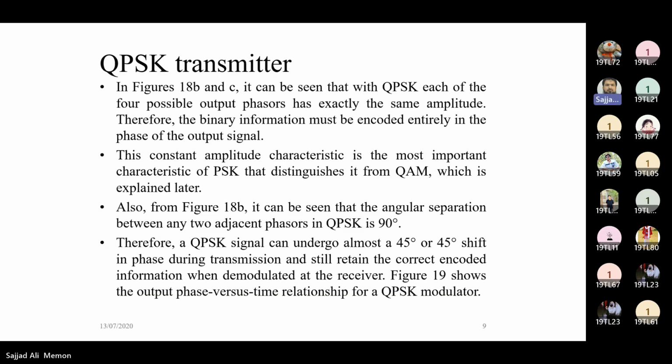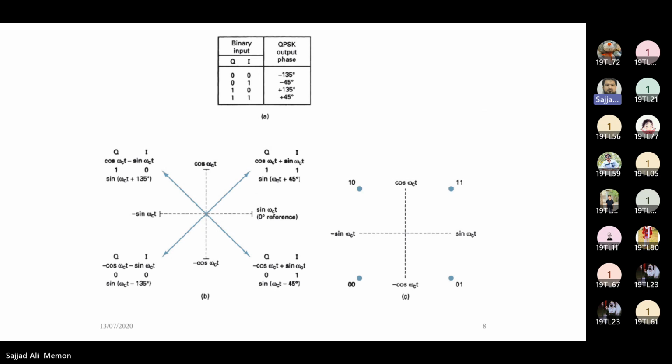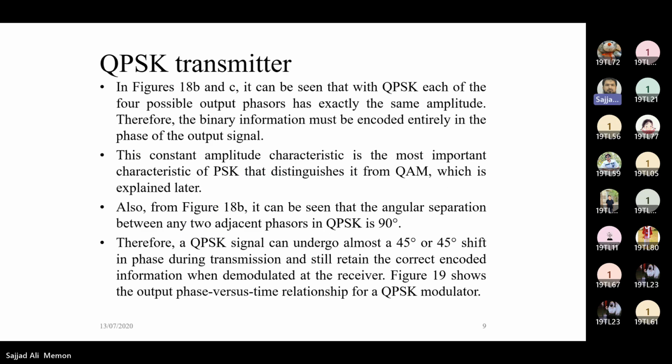From figures B and C, it can be seen that in QPSK, each of the four possible output phasors has exactly the same amplitude. Therefore, the binary information must be encoded entirely in the phase of the output signal. That was in the previous figure, where you can see the amplitude for all the different inputs is the same. This constant amplitude characteristic is the most important characteristic of PSK that distinguishes it from QAM, which is explained later.